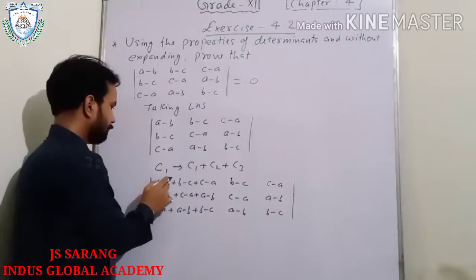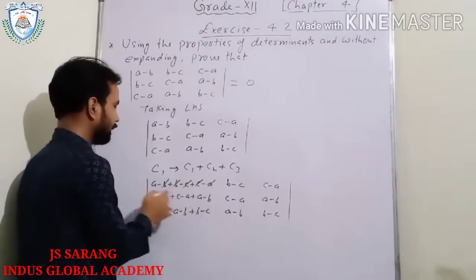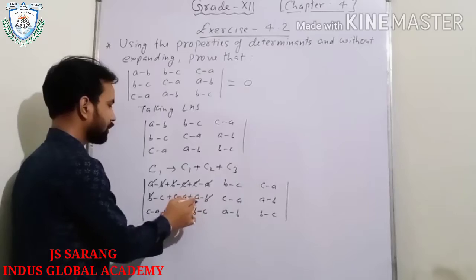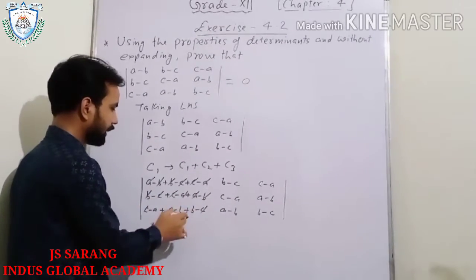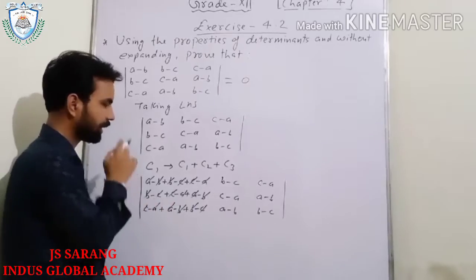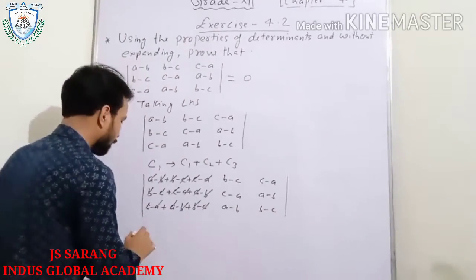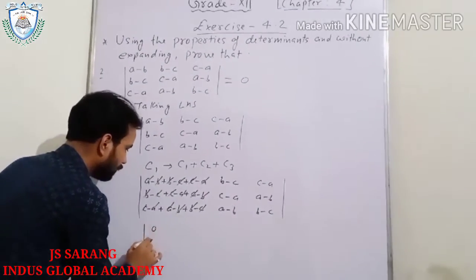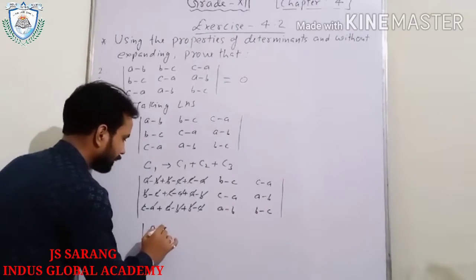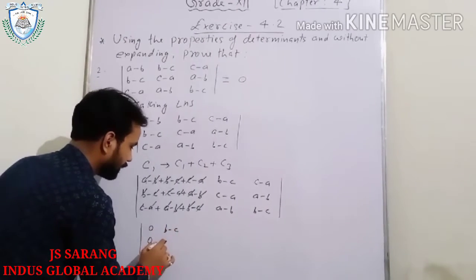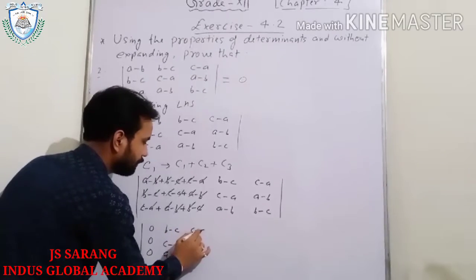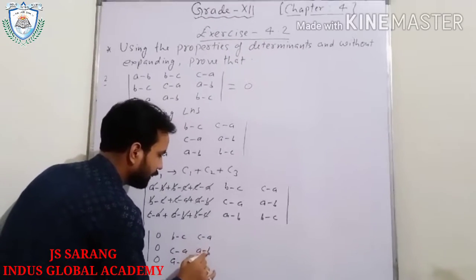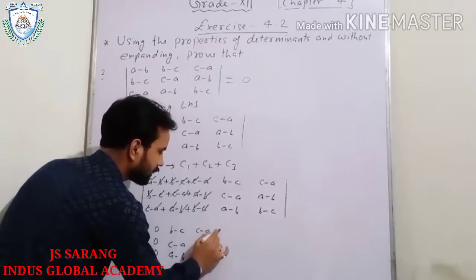Now see, B positive negative, C positive negative, A positive negative cancel. B positive negative, A positive negative, C positive negative cancel. C positive negative, B positive negative, A positive negative cancel. So what is left here? 0, 0, 0. B minus C minus A minus B, and C minus A minus B and B minus C.